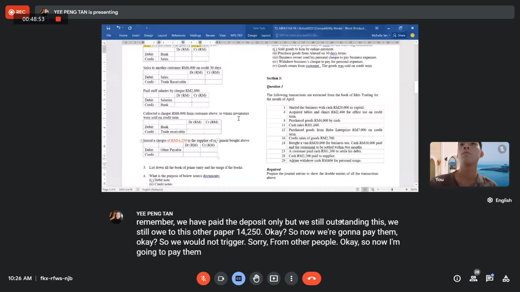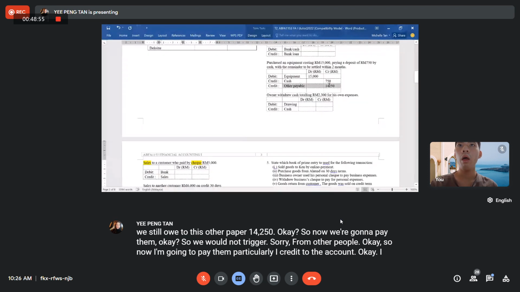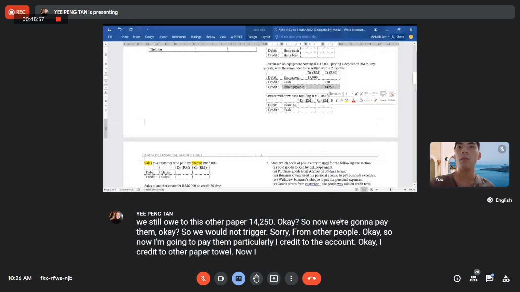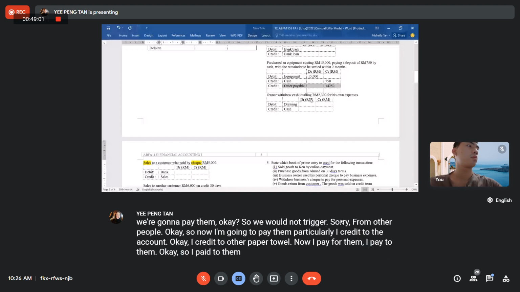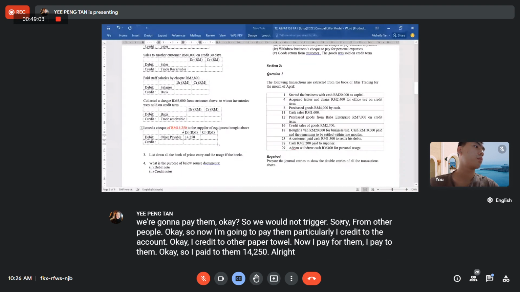Previously I credited their account, I credited the other payable account. Now I pay to them 14,250. And then what do I use to pay? I use a check to pay, so I credit bank.